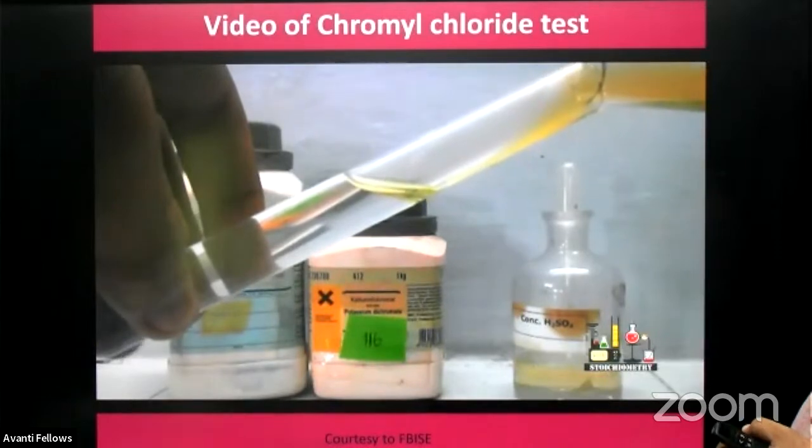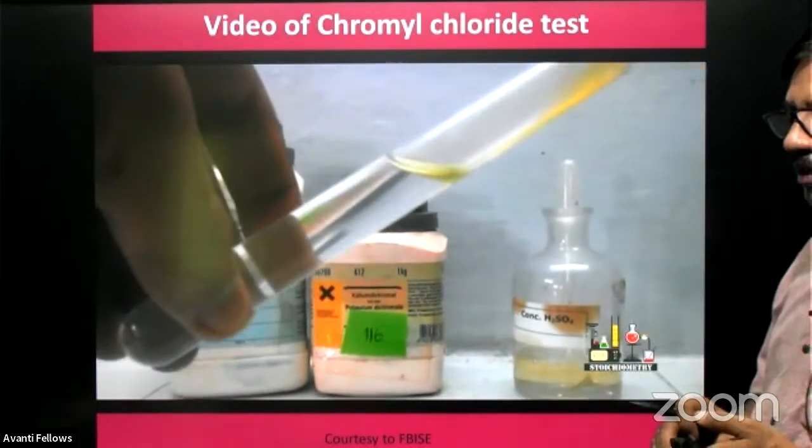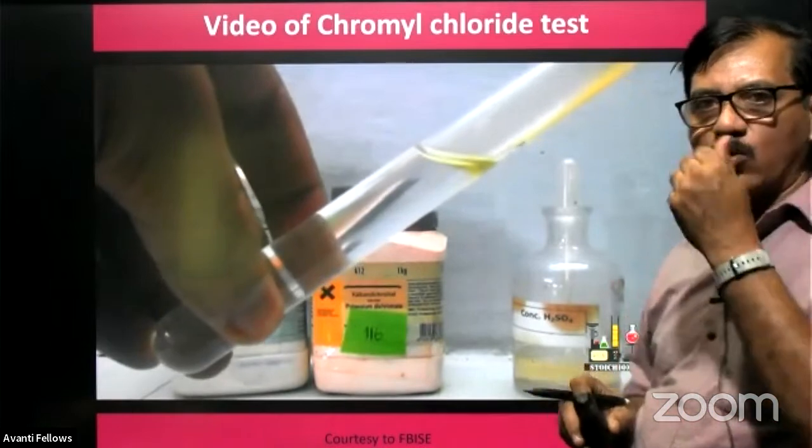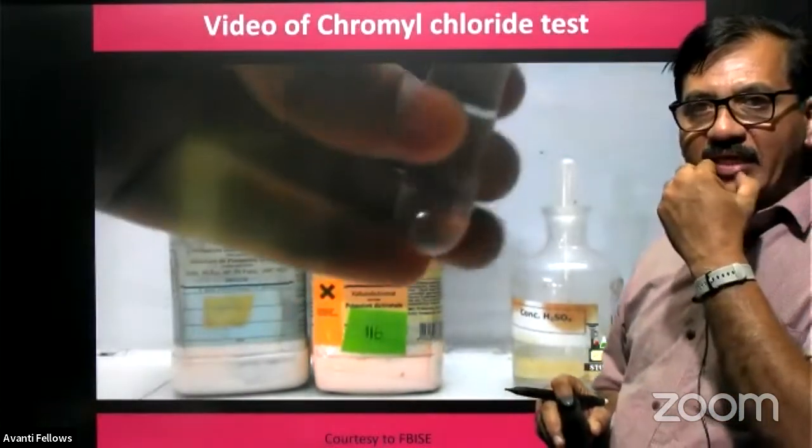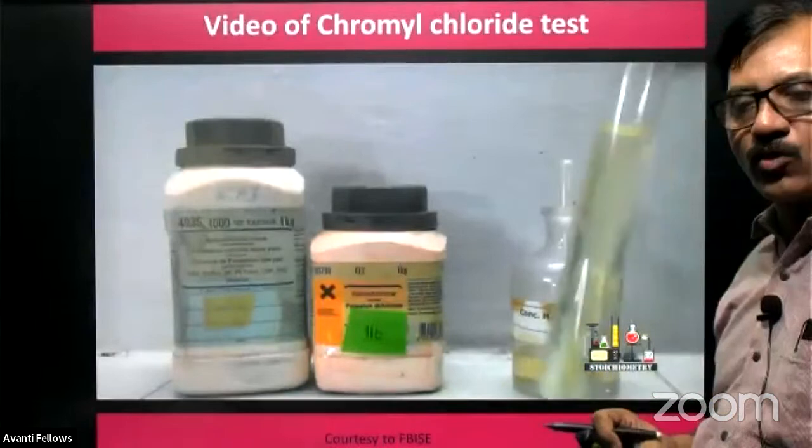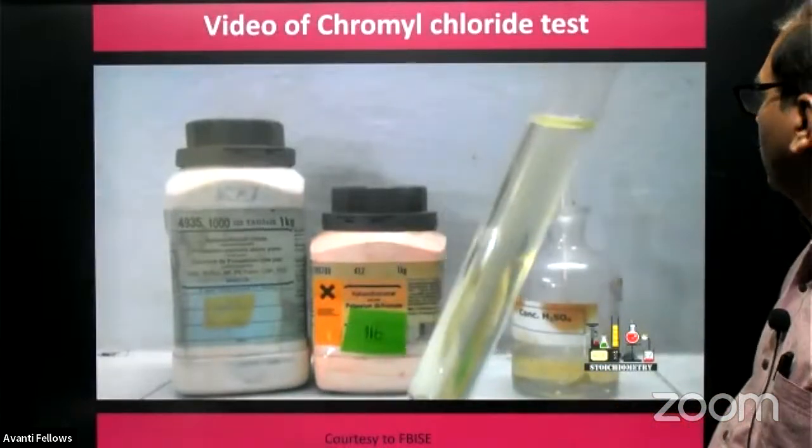It is only CrO2Cl2. In organic chemistry also, we have used CrO2Cl2. This is in the Etard reaction, toluene to benzaldehyde.